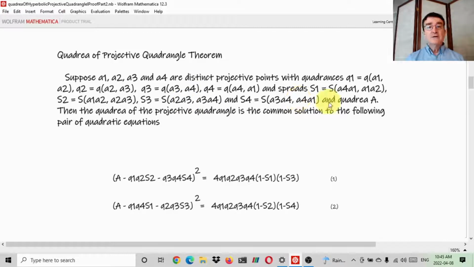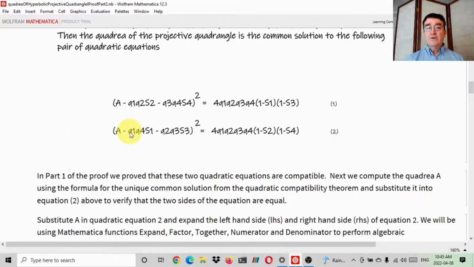And suppose we also have the quadrea A. Then this theorem states that the quadrea of the projective quadrangle is the common solution of the following pair of quadratic equations. And these are the two quadratic equations. Last time we proved that they are compatible. So again, we're going to substitute the value we have for A into this equation 2, and then prove that the left-hand side is equal to the right-hand side.